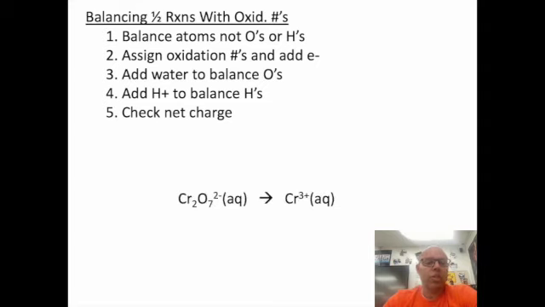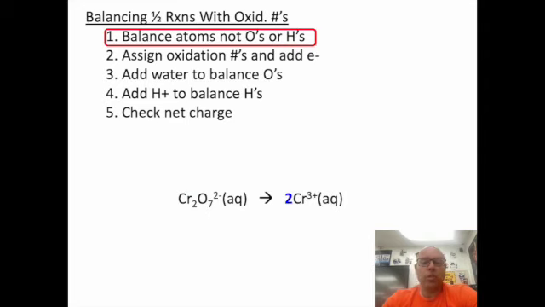So here's our skeleton. We haven't fleshed this out yet. We're going to start with Cr2O7 2- turning into Cr3+. First rule, balance the atoms that are not O's and not H's. So I don't care about the O's. There's 7 of them, but I don't care right now. 2 Crs, put 2 Crs over there.